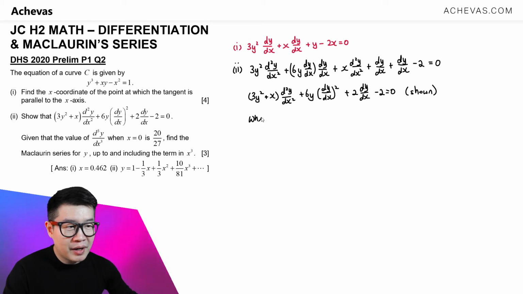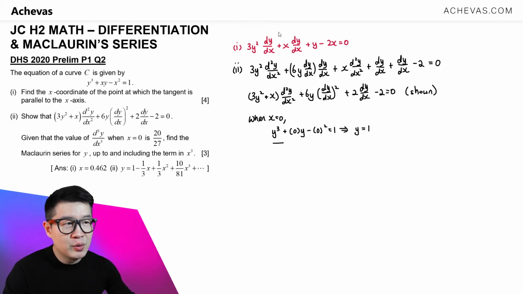That will be by letting x to be equal to 0. So first, let's derive the value of y when x is equal to 0. Substituting into here, we will have a y to the power of 3 plus x is 0 times y minus x is 0 square. This is equal to 1. This means that y cubed is equal to 1, so y must be equal to 1 when x is equal to 0.